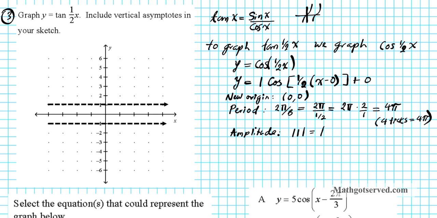So let's go ahead and do the calibration. How do we calibrate our x-axis? We have 4 ticks. 1, 2, 3, 4 is going to be 4 pi. Okay, going the other direction, 1, 2, 3, 4. That'll be negative 4 pi.